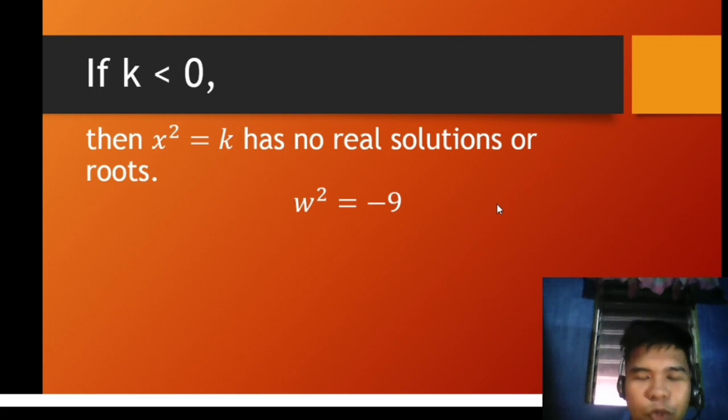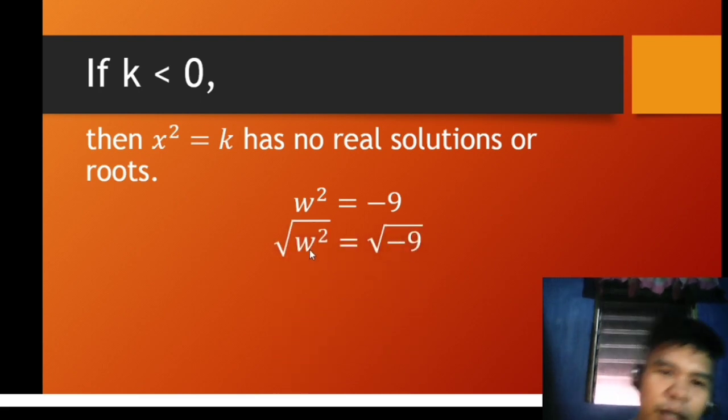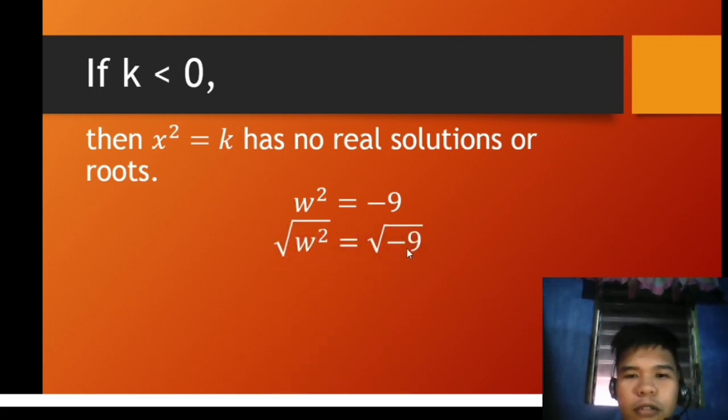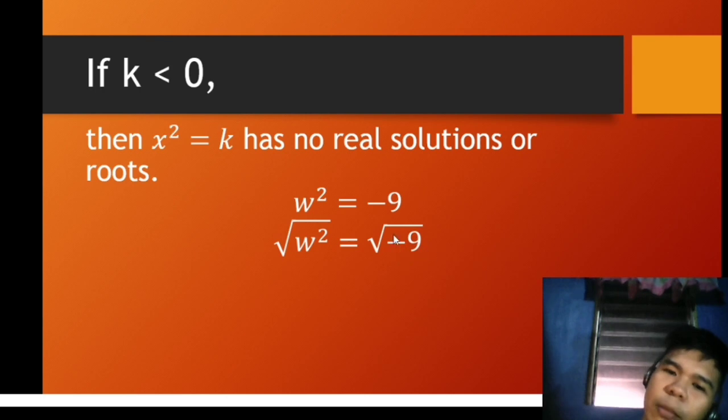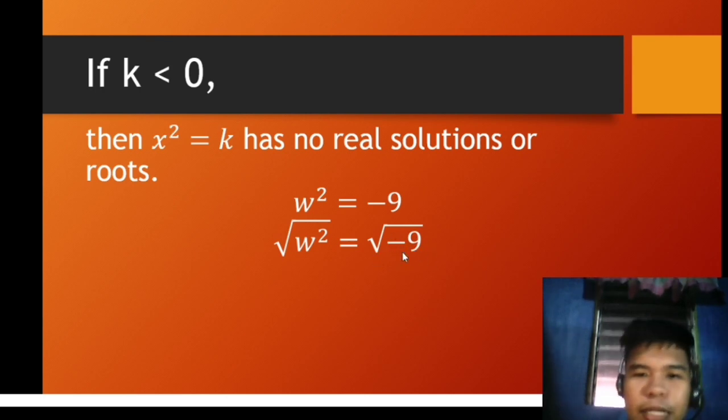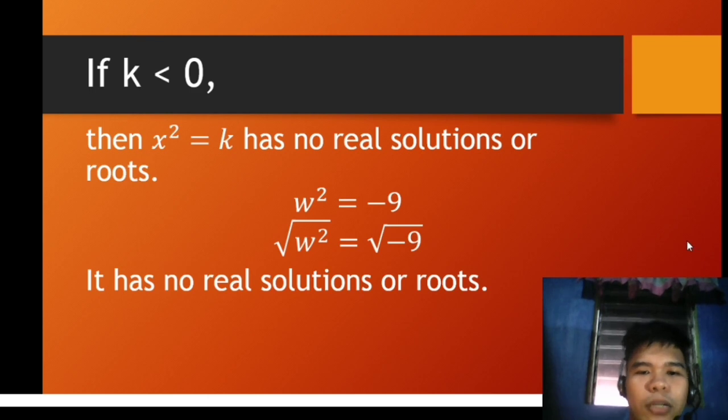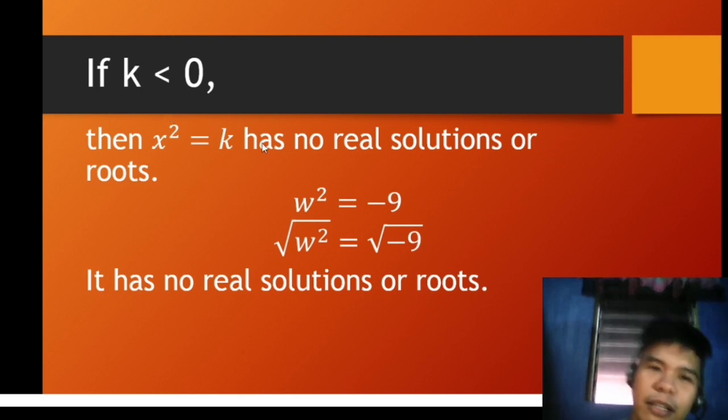So we have to extract the square root. As you can see, we have the square root of w squared equal to the square root of negative 9. So we cannot proceed from there, since a negative number cannot be inside the square root. We can already conclude that this particular example has no real solutions or roots. This only happens if the value of k is less than 0.